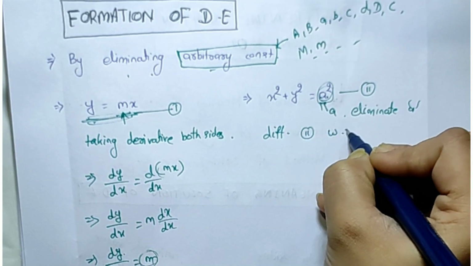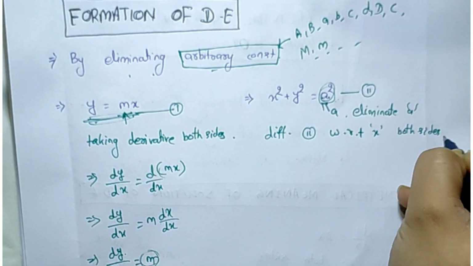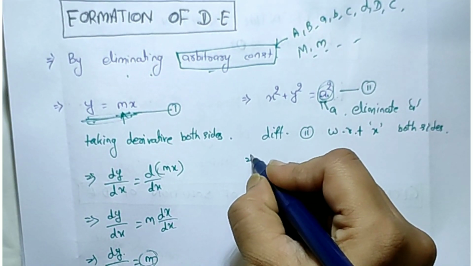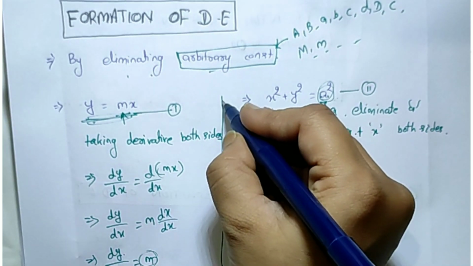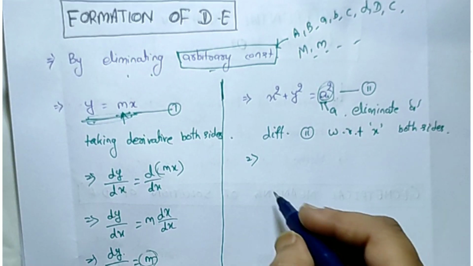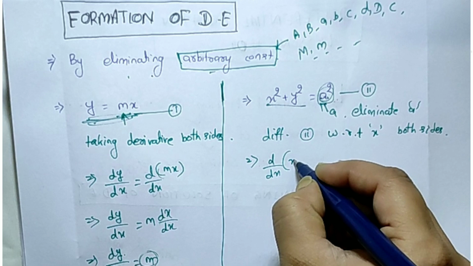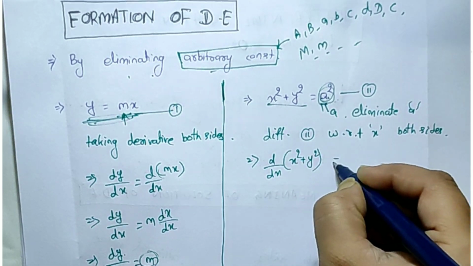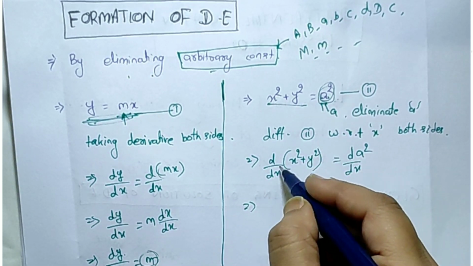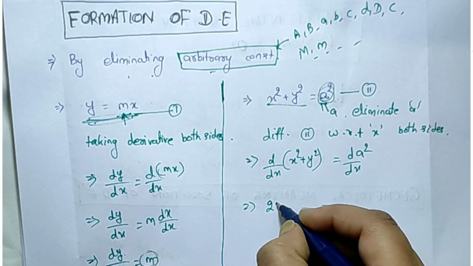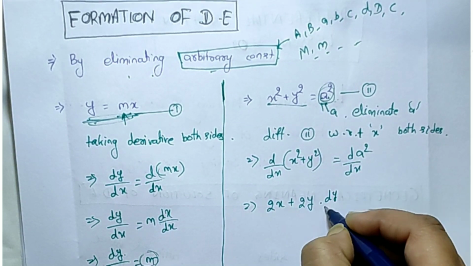Differentiate equation 2 with respect to x, both sides. Which implies that, let's mark this, otherwise you will get confused. Now differentiate this side. d by dx of x square plus y square is equal to d by dx of a square. X square differentiation will be 2x, plus y square differentiation will be 2y into dy by dx.